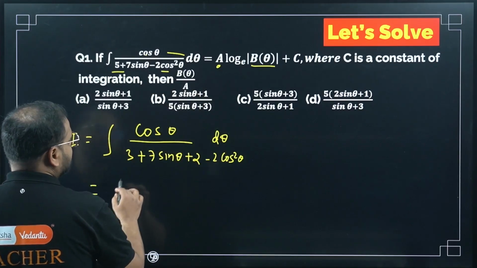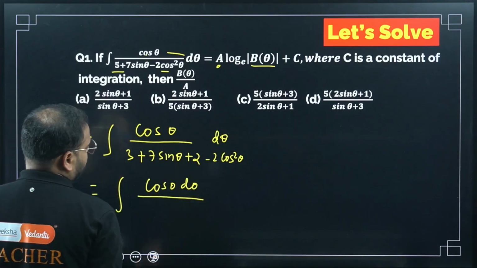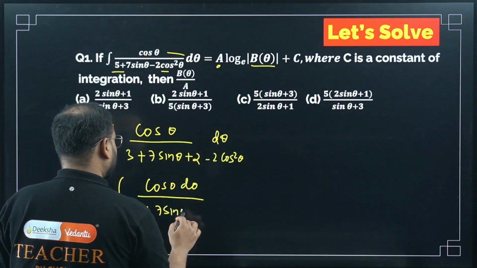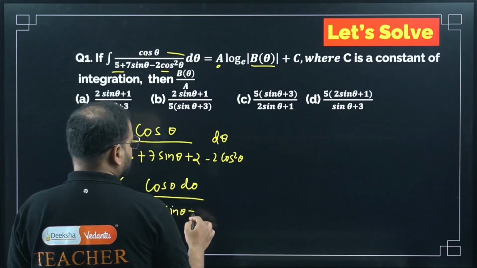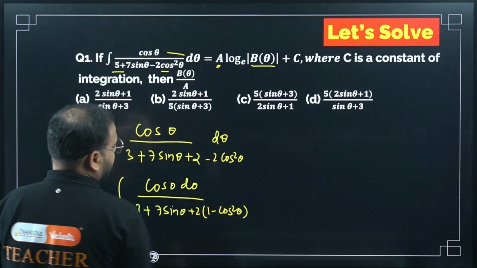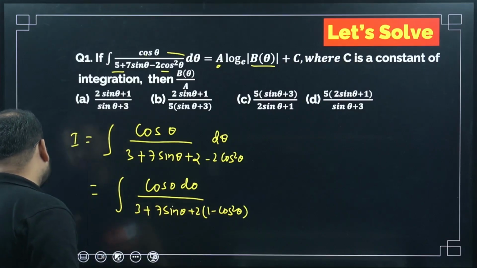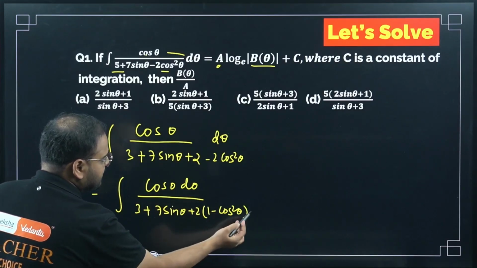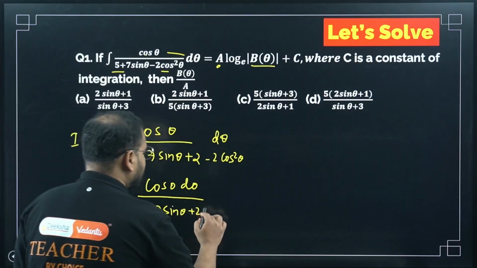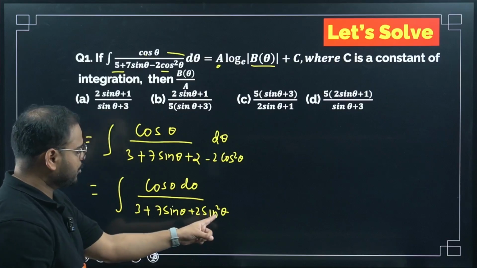So we'll see this will become cos theta d theta upon 3 plus sin theta. Take 2 common here, plus 2 times 1 minus cos square theta. What is 1 minus cos square theta? I can rewrite this as simply sin square theta. So I'm going to erase this and write over here, in place of 1 minus cos square theta, simply sin square theta. No problem there.